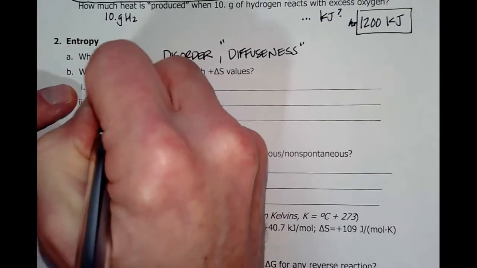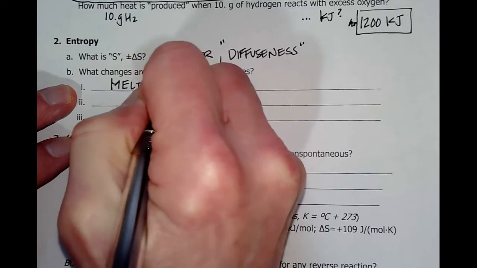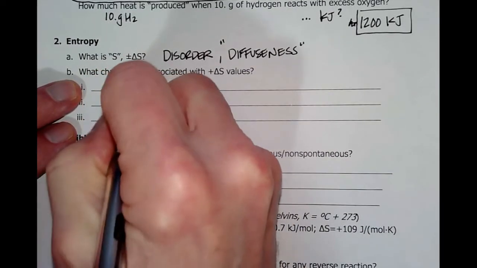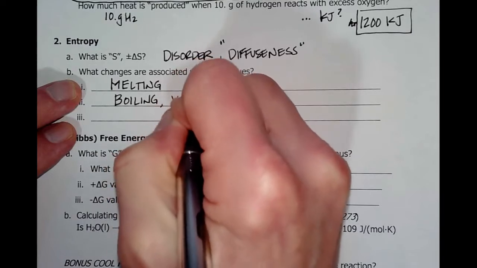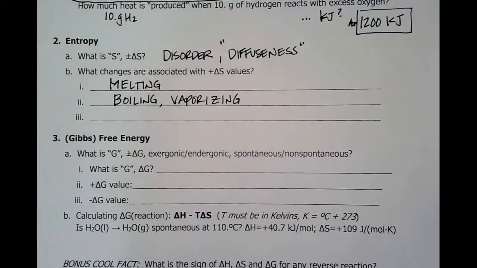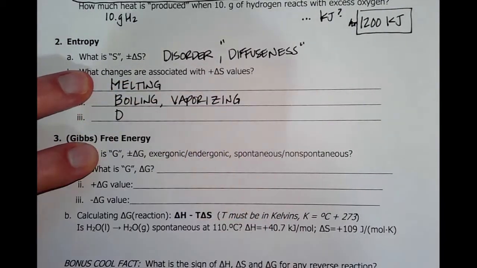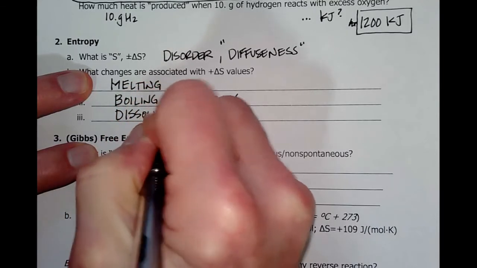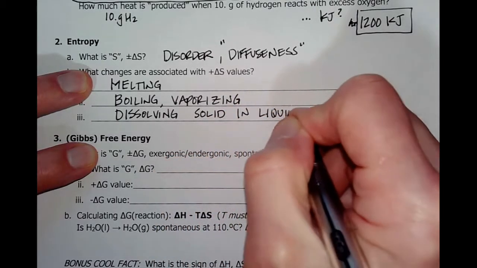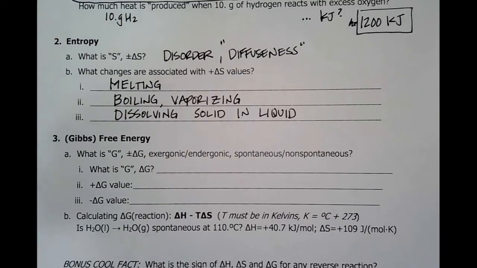So we say, well, melting is usually something that spreads something out, increases disorder. Boiling or vaporizing, evaporating. A liquid is compact and it spreads out into a gas. The last one is dissolving a solid in a liquid. Nature likes to do that too, because you've got this nice orderly solid, and boom, it spreads out into ions or molecules and spreads out into the liquid.